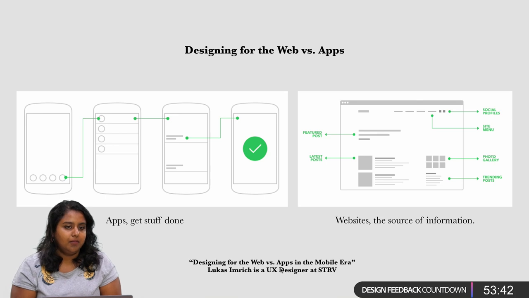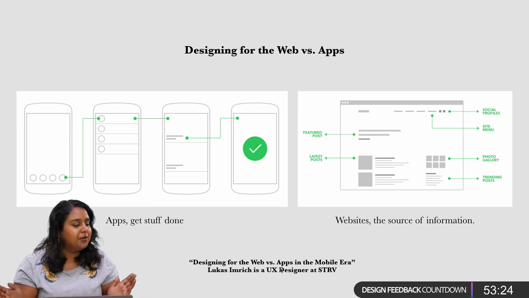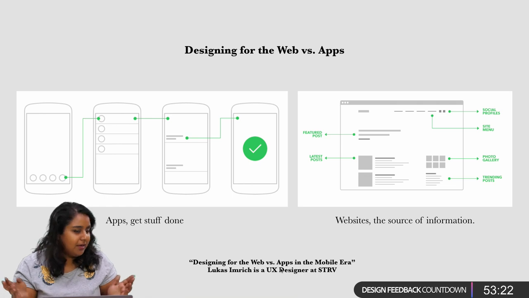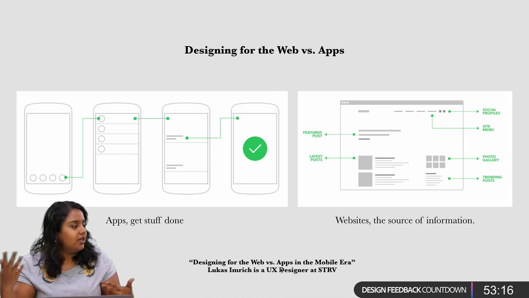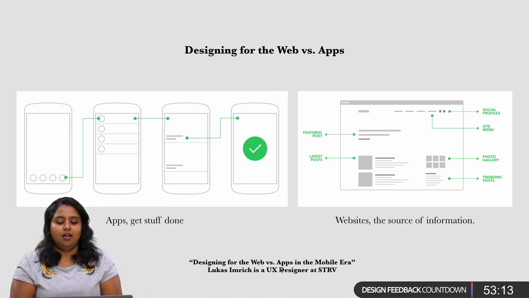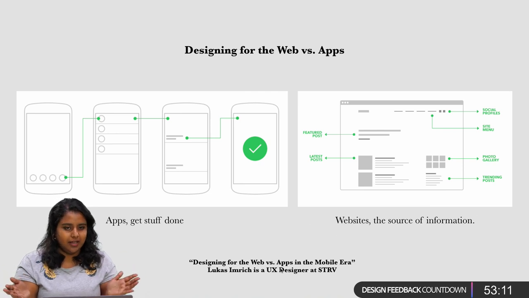Yes. A clear example of something like that is perhaps the Uber app. The Uber app is very different on your phone versus if you went to a website and typed in Uber. It might have a company featured post, something about their hiring page, or the latest news about their company, some photo galleries, social media profiles, all their trending posts on a website. So yeah, I wanted to put that out there.